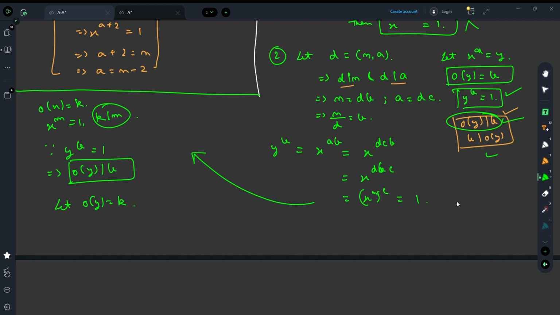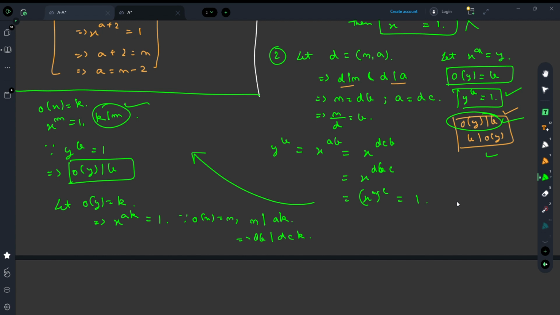If the order of y is k, then that immediately means x to the power ak is 1. Now the order of x is n. Since the order of x is n, then by this same procedure we can show that n divides ak, right? I hope this part is clear. Now a is dc and n is db, so this implies that db divides dck.